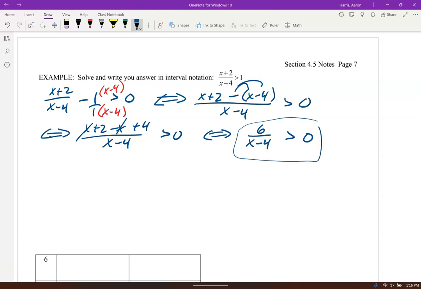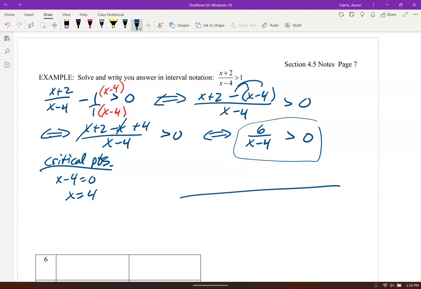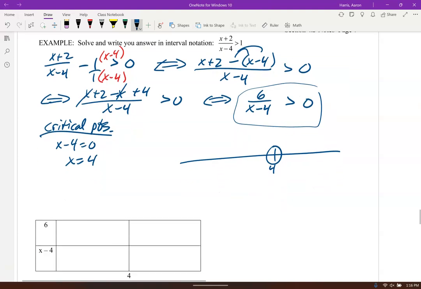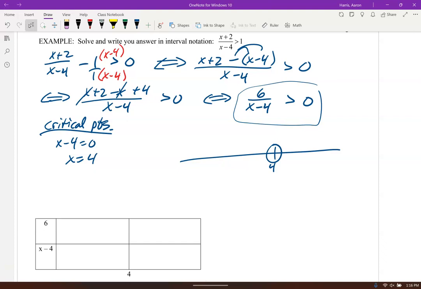So what are my critical points? Well, I don't have any zeros. I only have where this thing is undefined from the denominator. It'll be undefined at 4. All right, so when I'm testing this, I have a 4 on there, and I know there's no way I can be that because it'll make it undefined. All right. So now I just got to test around it.